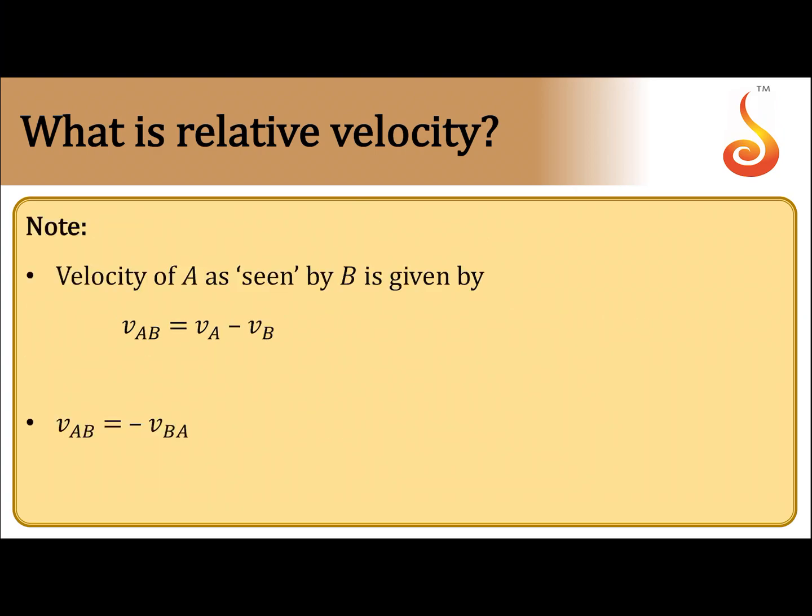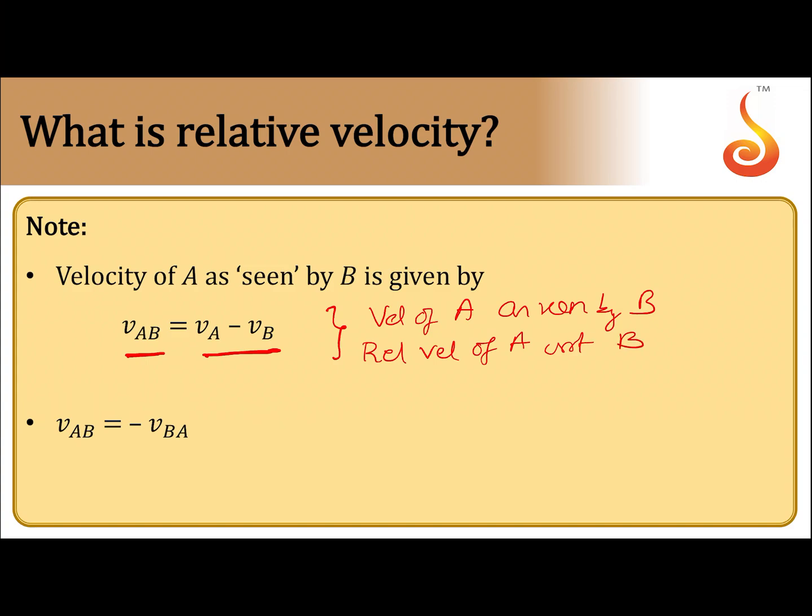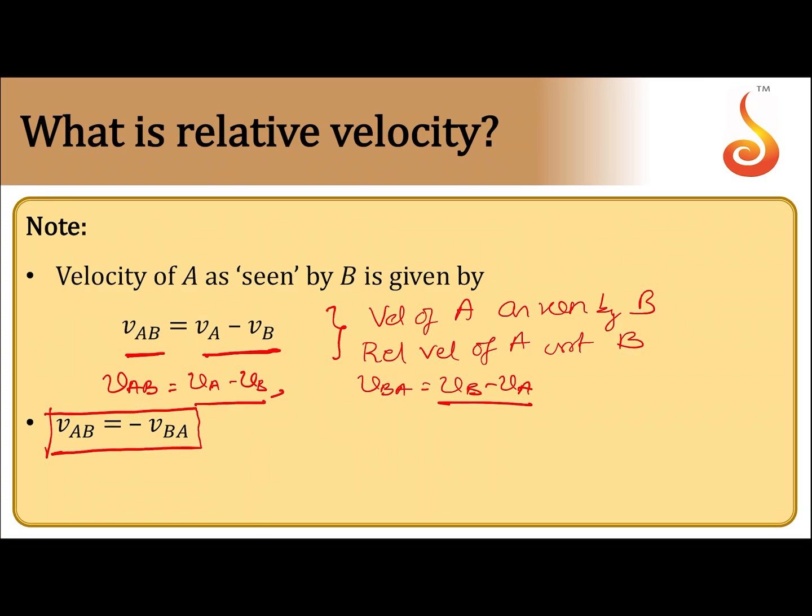So, the question is, what is VAB then? VAB is VA minus VB, but what is this? This is nothing but velocity of A as seen by B, or relative velocity of A with respect to B. You may notice an interesting thing. VAB is VA minus VB. VBA is VB minus VA. So, if you look at these two, they are negative of each other, or VAB is equal to minus VBA. That means relative velocity of one object with respect to another are equal in magnitude, but they carry opposite signs.